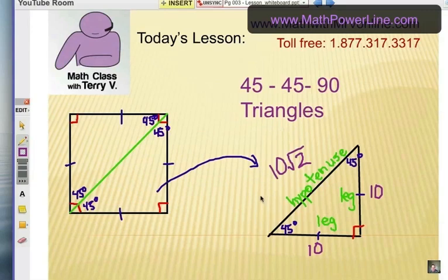Now just to remind you, it's always a good idea to watch the previous video if you haven't already, but we talked about how 45, 45, 90 triangles have congruent legs, and the hypotenuse is always radical 2 times longer. All right, that's basically all you need to know. Congruent legs and a radical 2 times the legs gives you the hypotenuse.